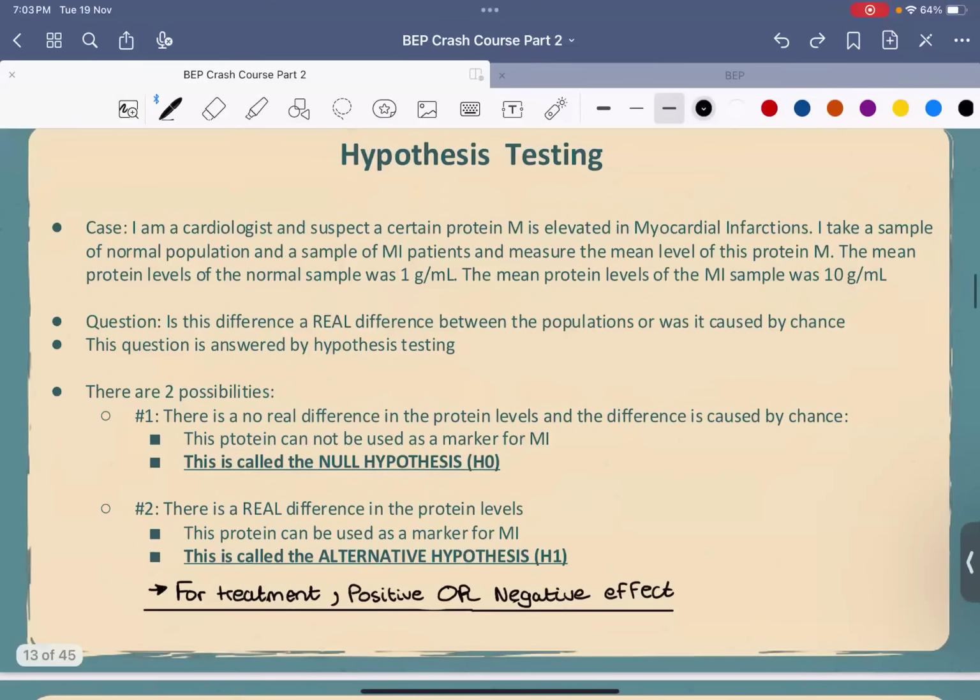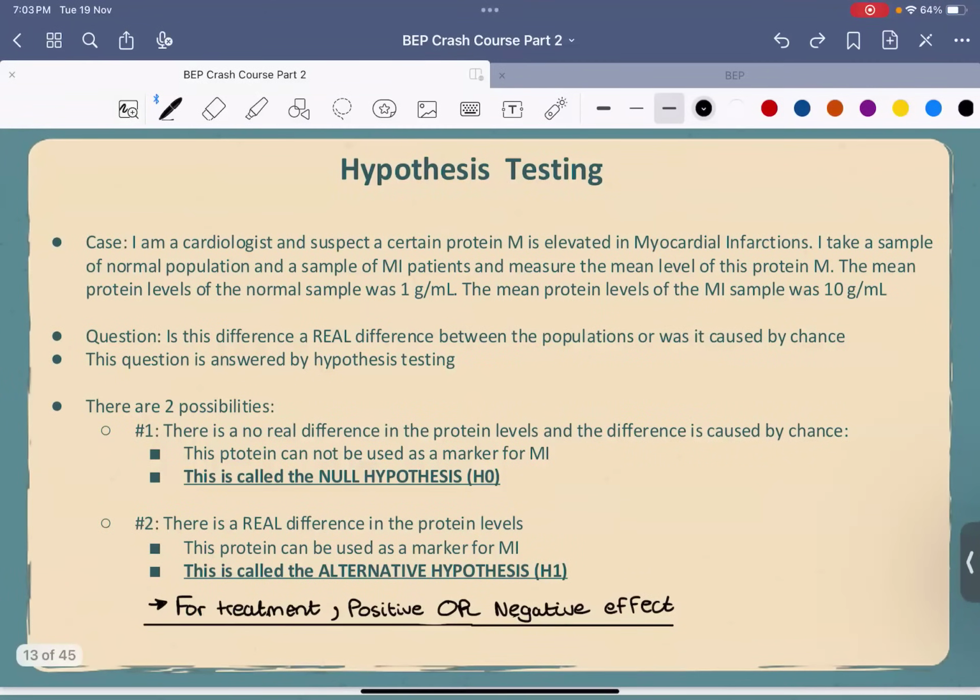Okay? Like hypothesis testing. So what is the whole idea of research? Okay, we want to test hypotheses. And we said we have two types of hypotheses. We have the null hypothesis and we have the alternative hypothesis. Okay, so null hypothesis means we didn't find a significant difference or a significant effect. An alternative hypothesis means we did find.